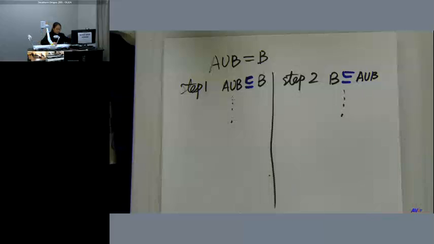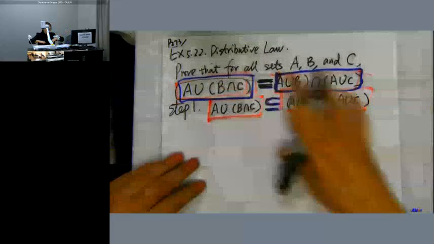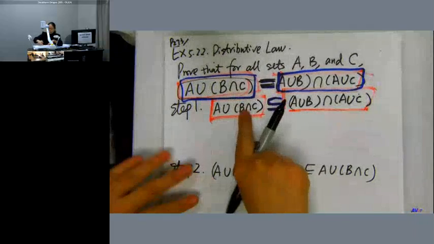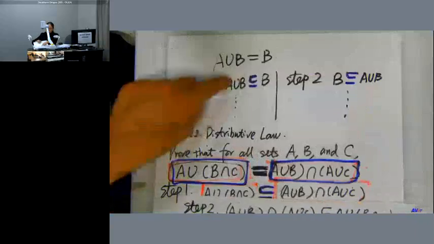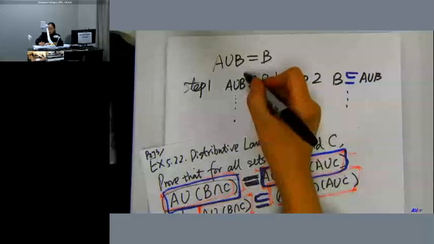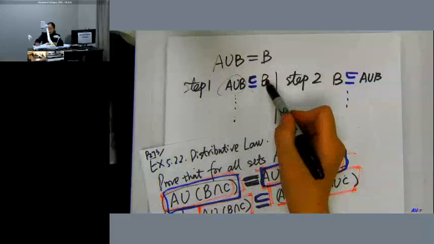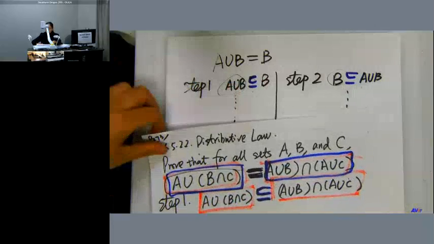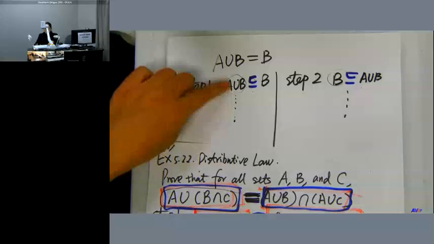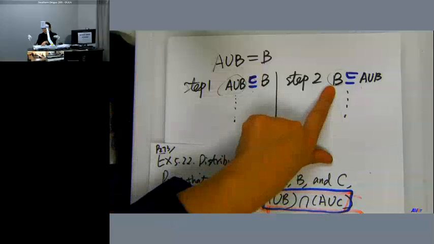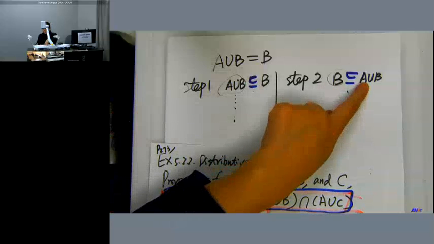All right, so I'm going to go back to my example. Again, it's very, very long. So let's take a look at this. So step 1, step 2 are similar to those two steps there. How do you show A union B is a subset of B? And how do you show B is a subset of A union B? You've got to show every element of A union B is an element of B. And over here, every element of B is an element of A union B.